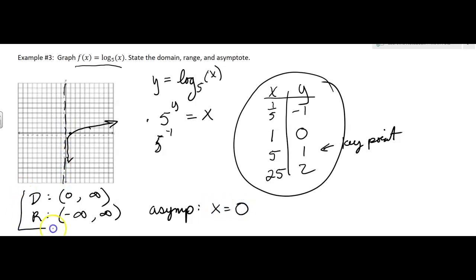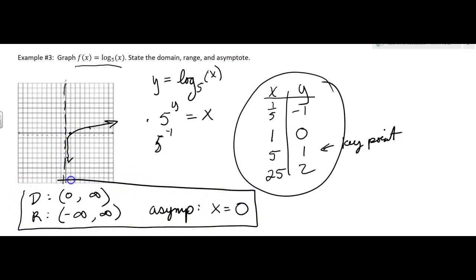Okay? And they ask us to state those 3 things: graph it, and state the domain, range, and asymptote. Okay? So that's how you do it.